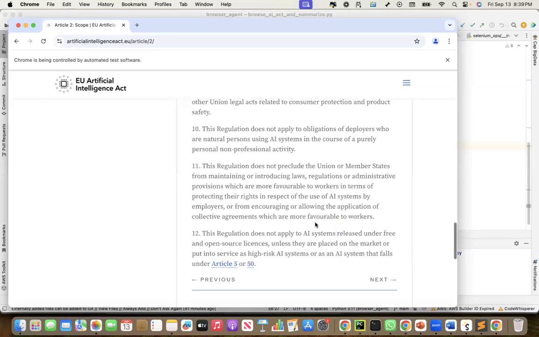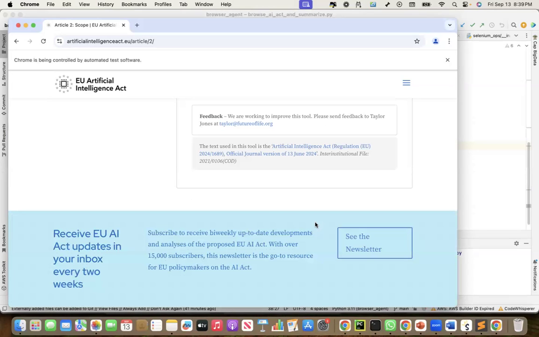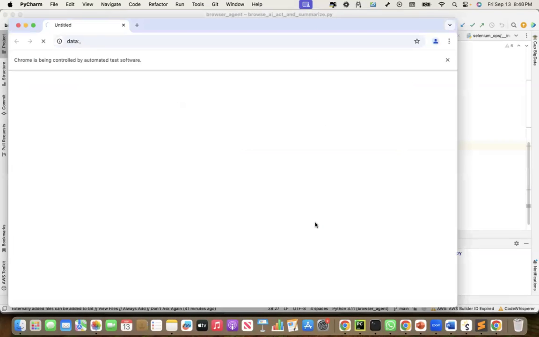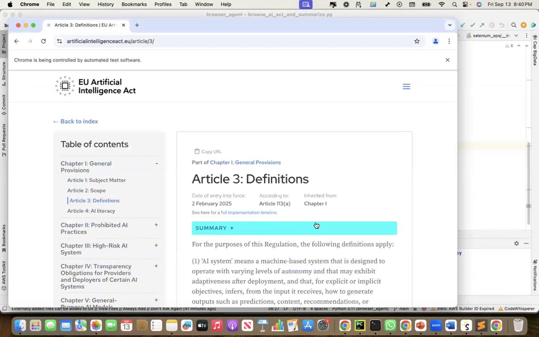Yeah, this is the scope. Article number 2 talks about the scope of the Act, what is included and what is excluded. This is not that big, but when you go to article number 3, this is where it will take some time, because it has more than, I think, 60 definitions, and it will take screenshots of all of them. Yeah, now it has started on 3. This is where all the definitions are.